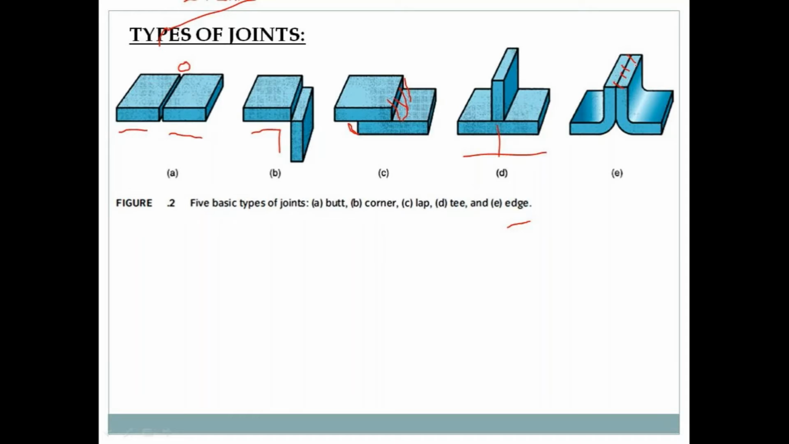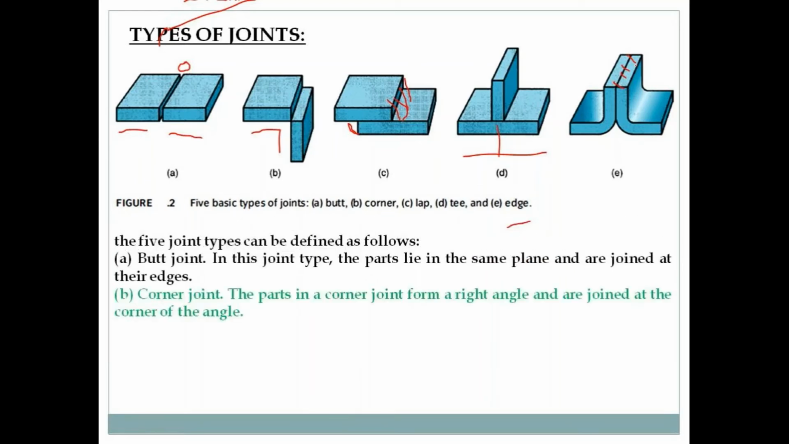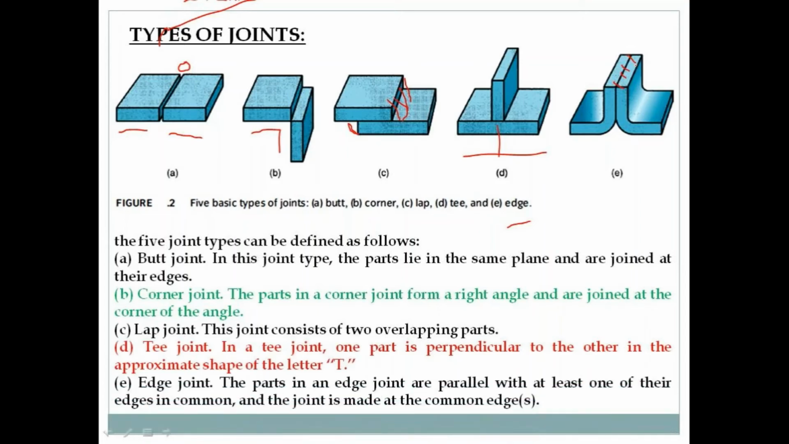Butt joint, corner joint, lap joint. Yes. How many types? Tell me. Five basic types. Yes or no? Yes, sir. Five. What are the types? Butt, corner, lap, T, edge. Yes. Clear?